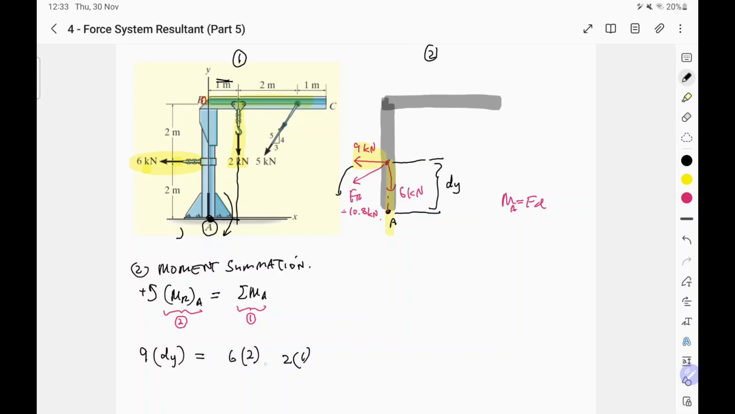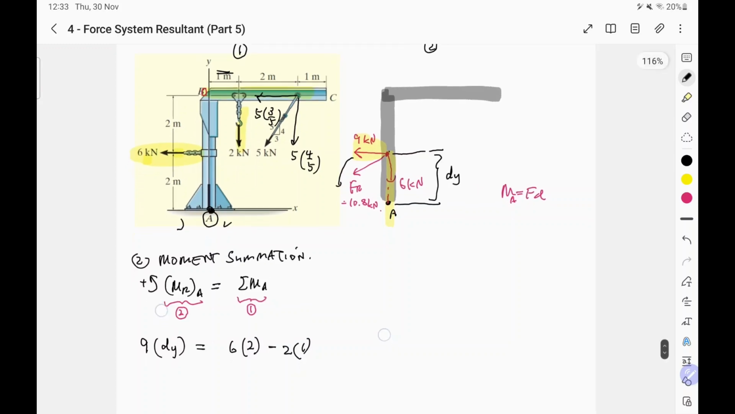So if it is clockwise, in our equation it becomes negative. Okay, and then this 5 kN, oh no, I didn't copy its x and y direction earlier. So let me just rewrite it. The magnitude is 5 times 4/5, and this one is 5 times 3/5. Okay, so now convert all this into an equivalent moment.